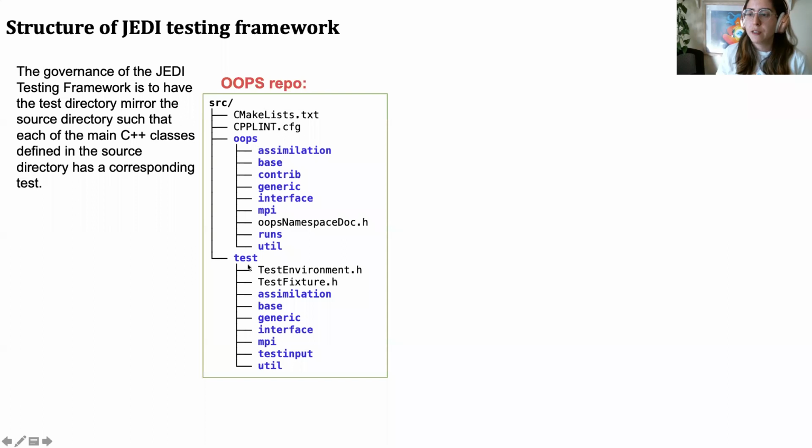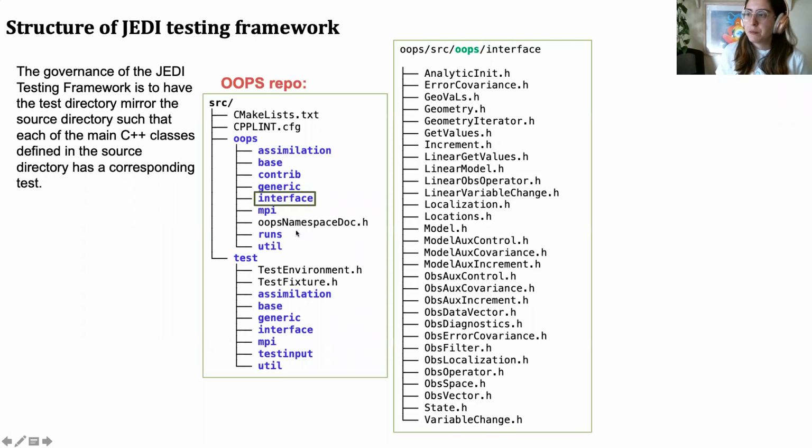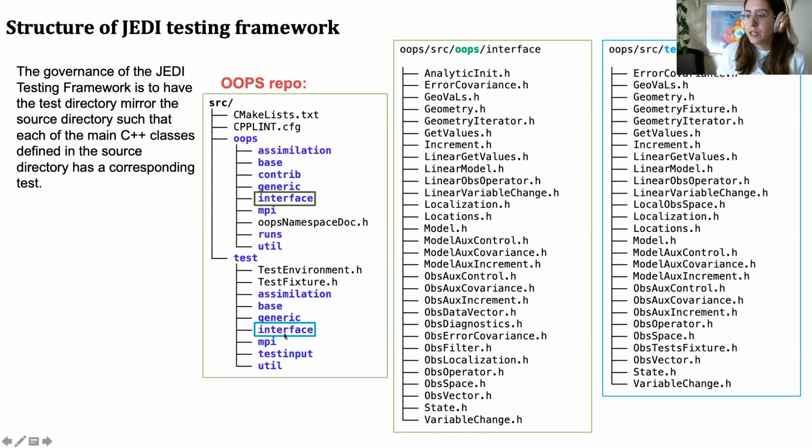And then mirror to that, we have test, and we can see a similar kind of directory structure under test as well. So for example, if we look at oops interface, we see all these header files that are specified in this directory. And then similar to that, if you look at test interface, we see similar files that are for testing this specific header file. So this is what I mean by mirroring the source directory.